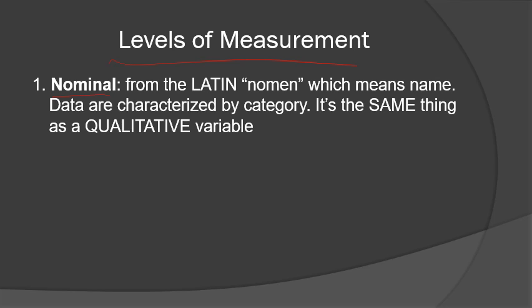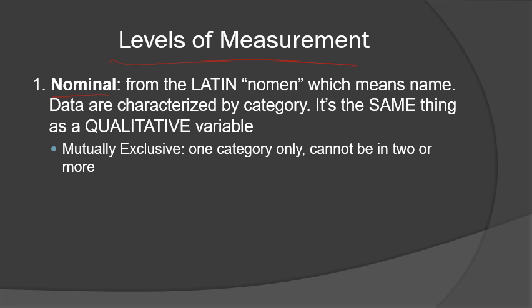Nominal is Latin for nomen, which is name. It's basically the same thing as qualitative variables, meaning it's characterized by a name, it's a category, it varies in kind, varies in type, that type of thing. So if I talk about auto manufacturer, that is a nominal variable.